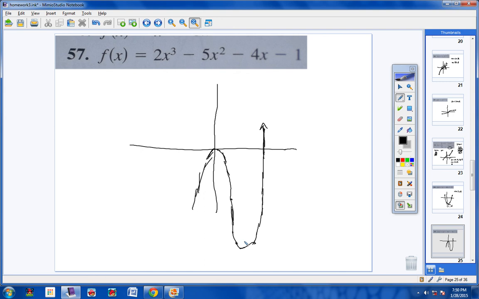Hit graph, and now let's see if we can see the entire graph. Yes, we can. We're totally good. So my first turning point is right here, okay? It's in green. Here's my first turning point. So I'm going to hit second, calculations, and I'm going to go to maximum, because this is a maximum. This is a maximum turn right here.